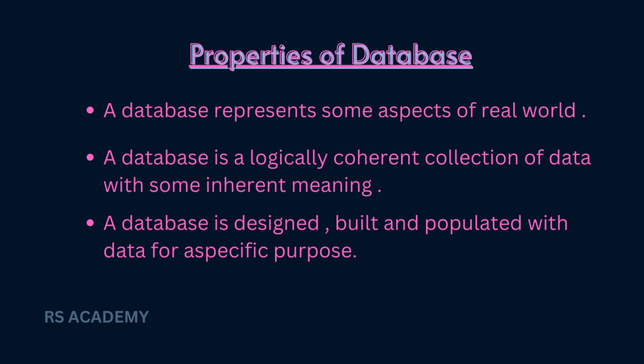The second property is that a database is a logically coherent collection of data with some inherent meaning. So, as I said earlier, a random collection of data or unrelated data cannot be referred to as a database. The data in the database has to be related or logically coherent. The next property is that a database is designed, built, and populated with data for a specific purpose. So these are the three main properties of database.